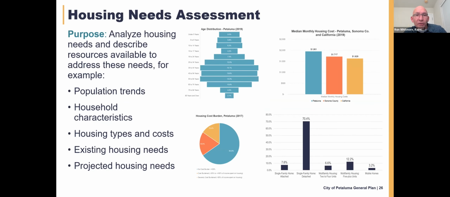So first building block, the needs assessment. The purpose of this is to analyze housing needs and describe resources available to address them. We seek to understand the highest needs in order to plan for the housing required to meet them. So for example, we know from housing trend analysis that Petaluma's population is aging, and we need to make sure we accommodate that with future housing.